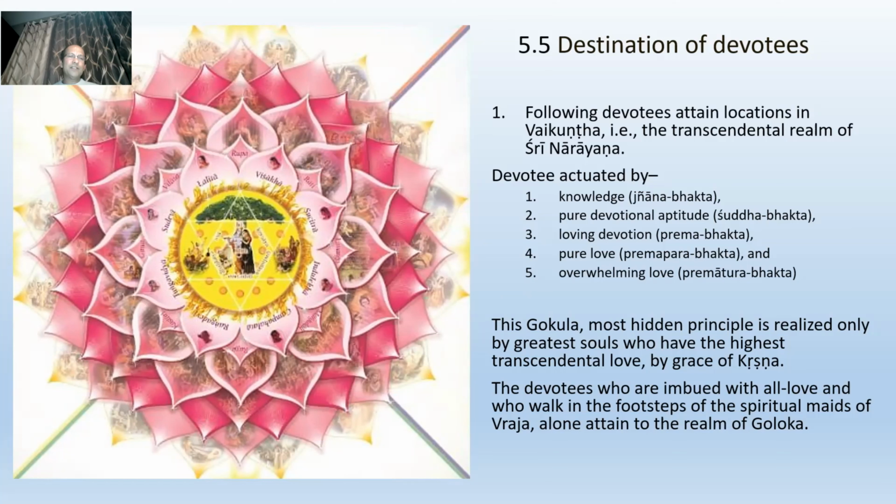And those devotees, we can see from the 10th canto, what we are reading right now, the Vrajavasis, they are in that mode. So devotees who are imbued with all love and who walk in the footsteps of the spiritual mates, the gopis of Vraja, alone can attain this realm of Goloka. It is mentioned here in the purport that it is not possible even for devotees who are merely in love to attain Goloka Vrindavan.